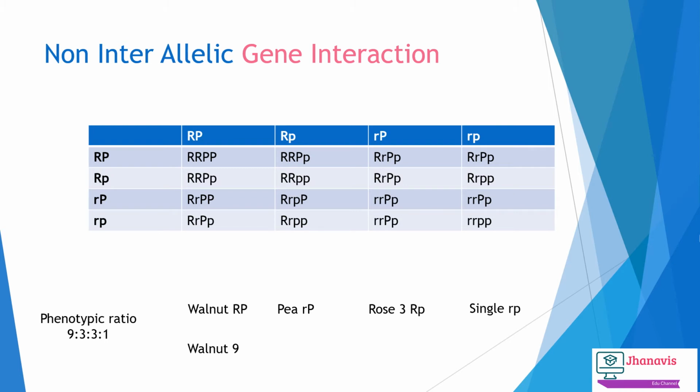For the rose pattern, it is 3, in which the R should be dominating. Either it may be homozygous or heterozygous. For the pea pattern, the P should be dominating. Again, it may be homozygous or heterozygous, but for the single, both should be in a recessive condition. That means small r, small p in a homozygous condition.